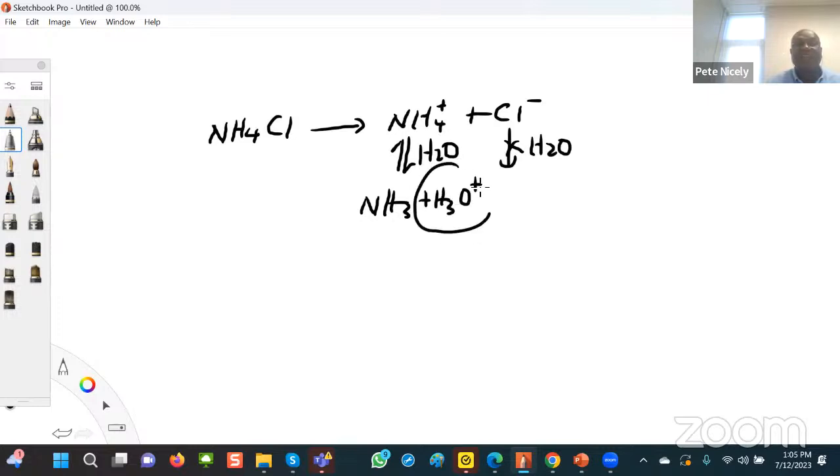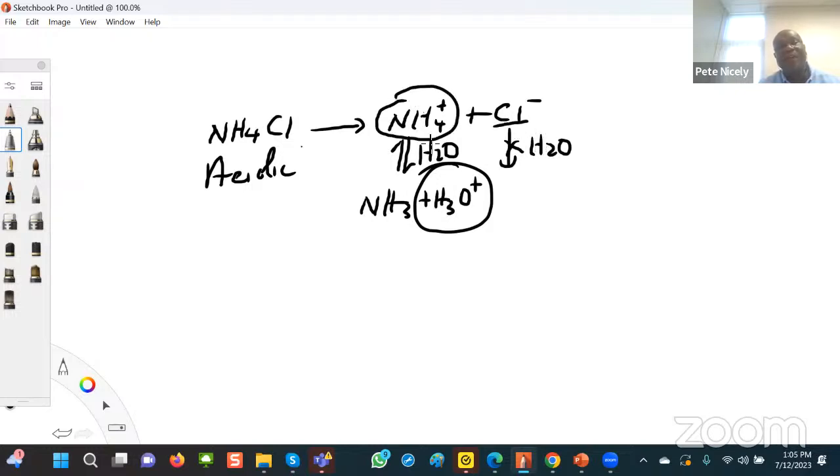Now, because you have the formation of the hydronium ion, that means that this solution of ammonium chloride will be acidic. All right. So no interaction with water as far as the chloride ion is concerned, but the ammonium ion will interact with water to make the solution more acidic. All right. Okay. So ammonium chloride is acidic.